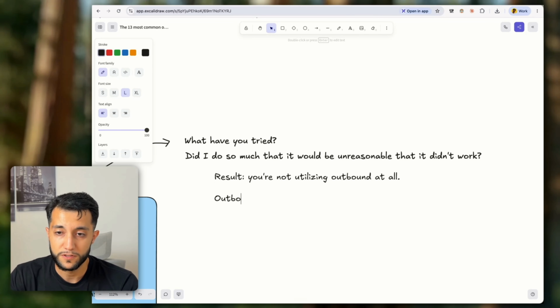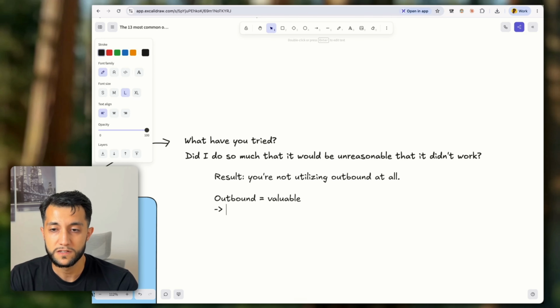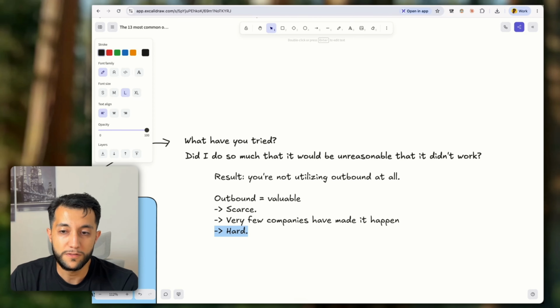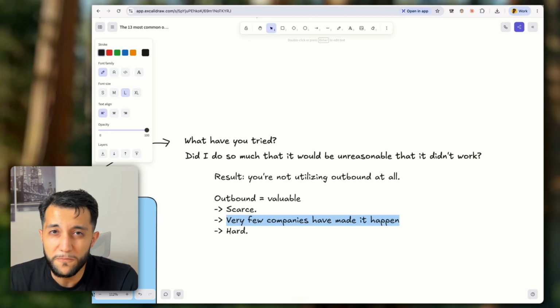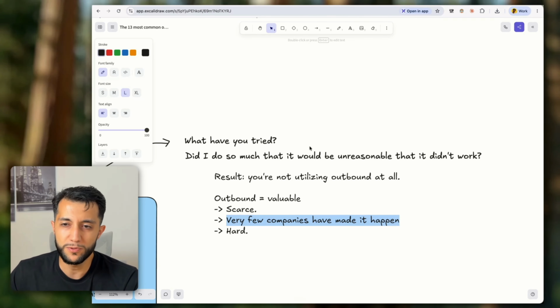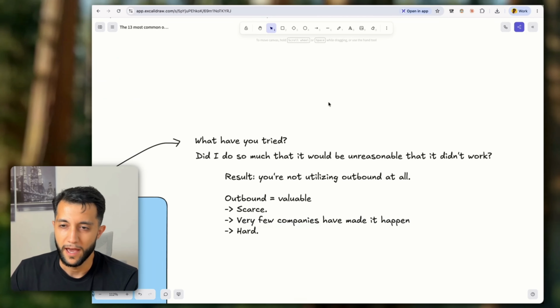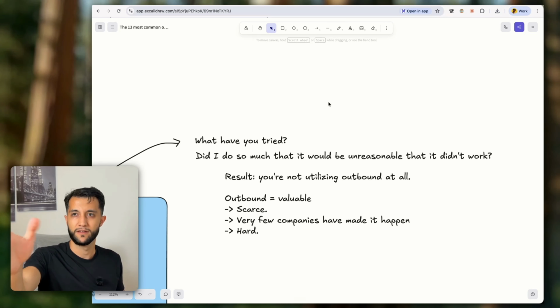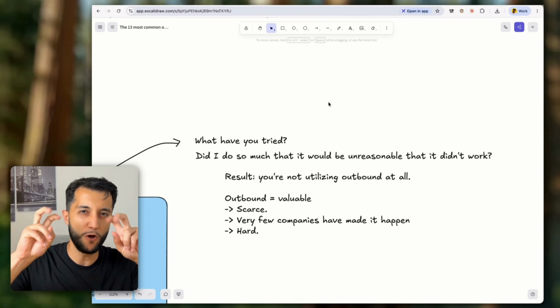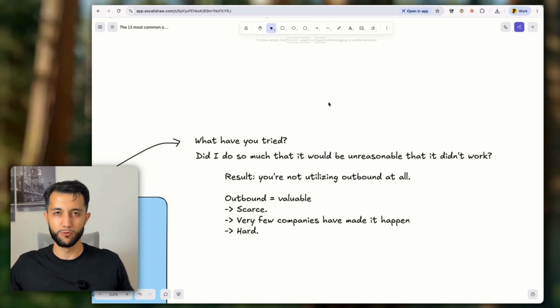And if outbound is valuable, it means that it's scarce, meaning very few companies have made it happen because it's hard. Hard things are valuable because they are scarce, because very few companies have made that thing happen. So obviously you won't have a very straightforward path to the point where you have a perfect GTM motion or whatever bullshit they want to call it.